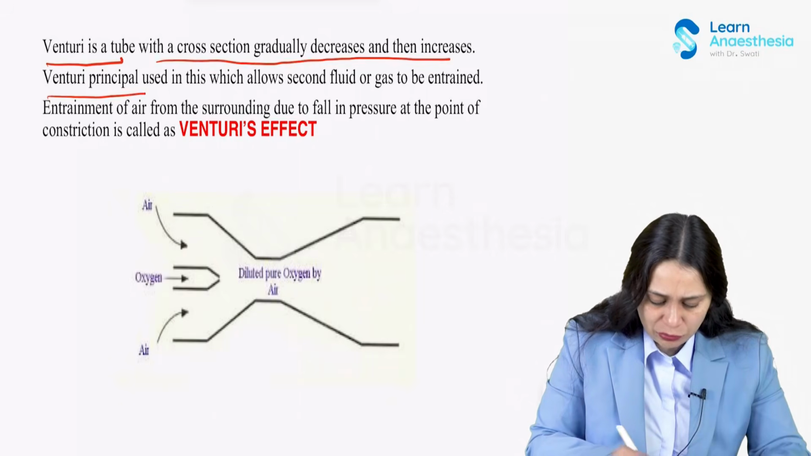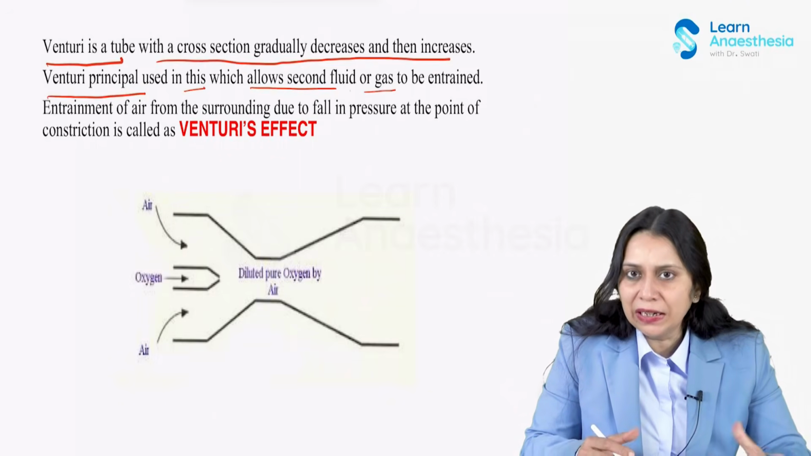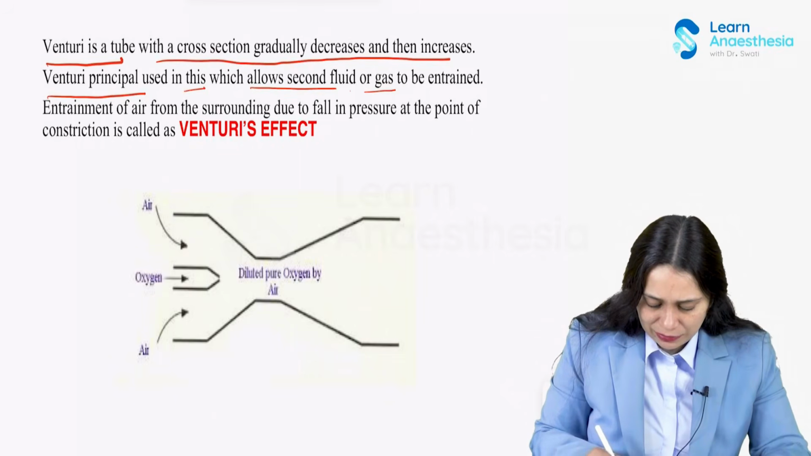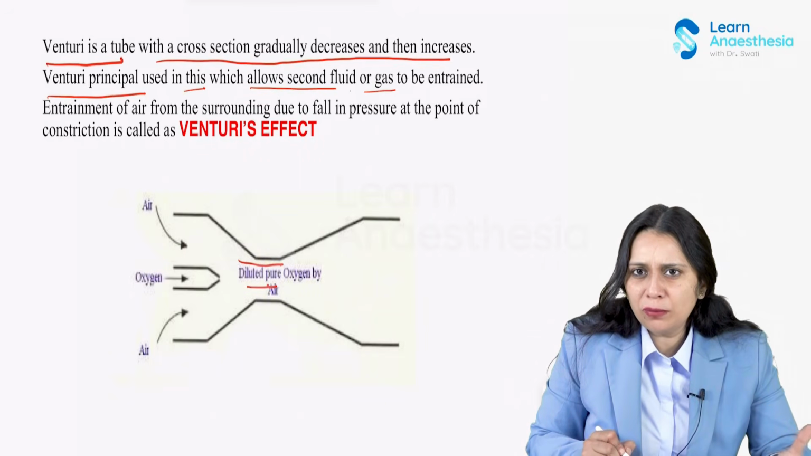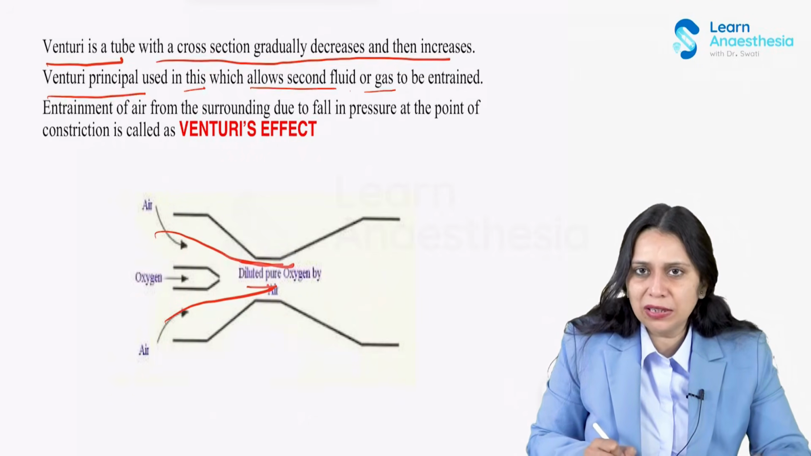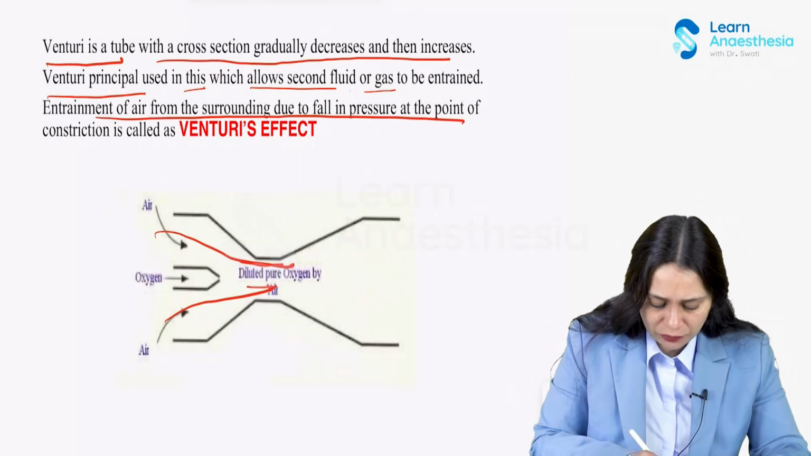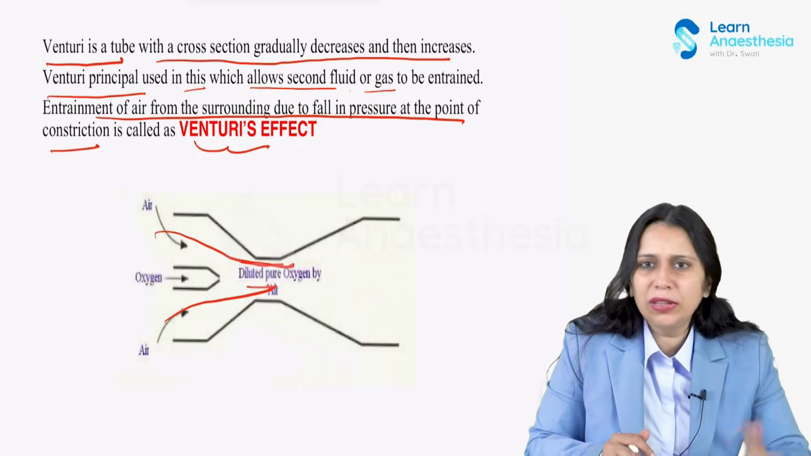So Venturi principle is used in this, which allows a second gas or fluid to get entrained when the pressure drops at constriction. So when there is a constriction, here the pressure will drop. Whenever the pressure drops, the gas or the liquid moves towards that low pressure. So when we construct this kind of tube, there would be entrainment of the fluid or the gas into the constricted portion of the tube. So entrainment of air from the surrounding due to fall in pressure at the point of constriction. This is what is called Venturi's effect, right? And this applies both to liquid and gases.